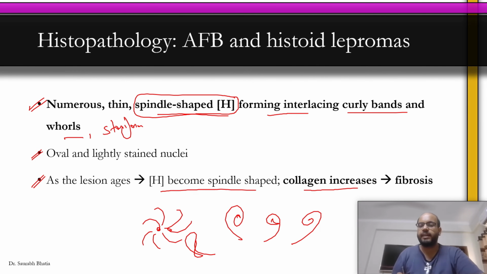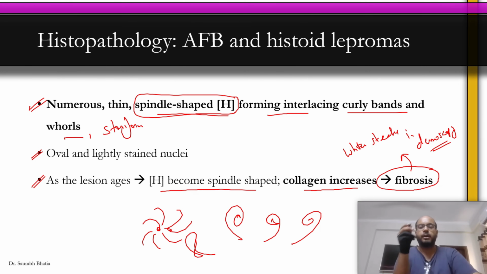The collagen also increases, and there is fibrosis in the growth. When fibrosis happens because of age, this is what you see as white streaks in dermoscopy. And because of this fibrosis, on biopsy, it looks like a fibrohistiocytic tumor. And because of that, the term histoid leprosy has been coined. It looks like a growth of fibrous tissue, like a fibroid. Okay, let's move forward.